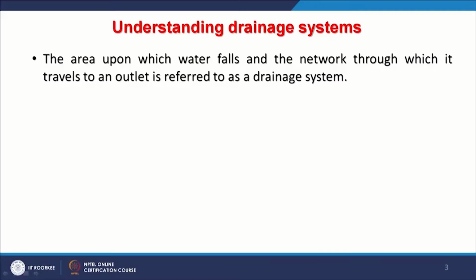So, basically what it means is that the area upon which water falls includes all forms of water. In total we say precipitation, and when we say rainfall, it means only water in the form of liquid. Whatever precipitation occurs on the surface of the earth will ultimately move through the network, which is our drainage network, and through which it travels to an outlet, that is a watershed outlet or basin outlet. The entire system where this happens is called the drainage system.